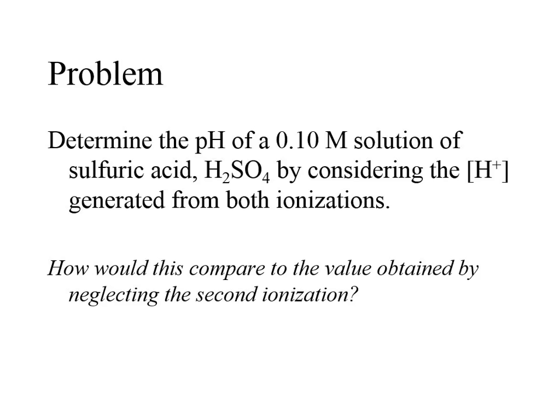The second ionization takes this one and does it again. It kicks off a proton, and that leaves us with the sulfate ion. So this is strong, this is weak. That's kind of what we're talking about, polyprotic acid.